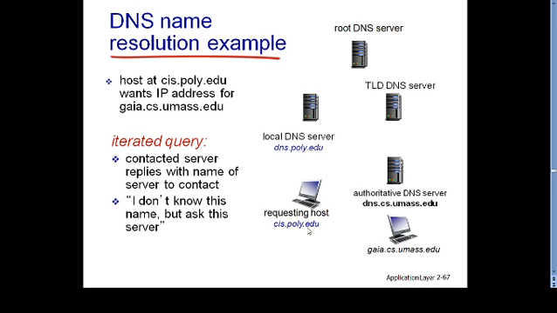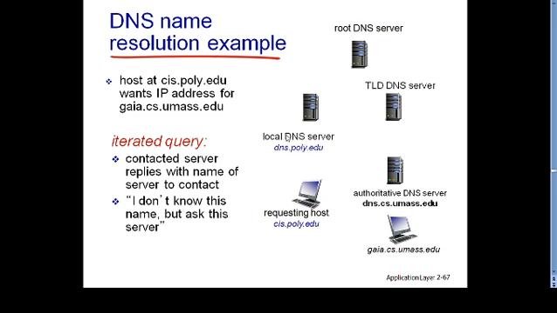So as you can see, this is a requesting host, this is the root DNS server, this is the top level domain server, and this is the final authoritative server, which has the IP address of the requested address in the URL. And one more thing which you will find in this diagram, or in this iterative query, is the local DNS server.